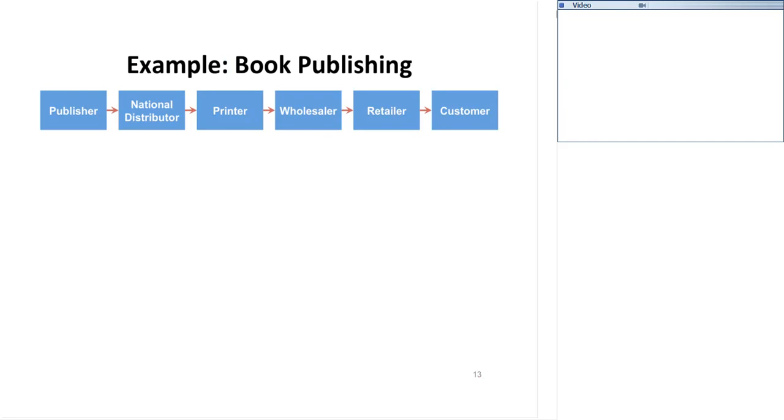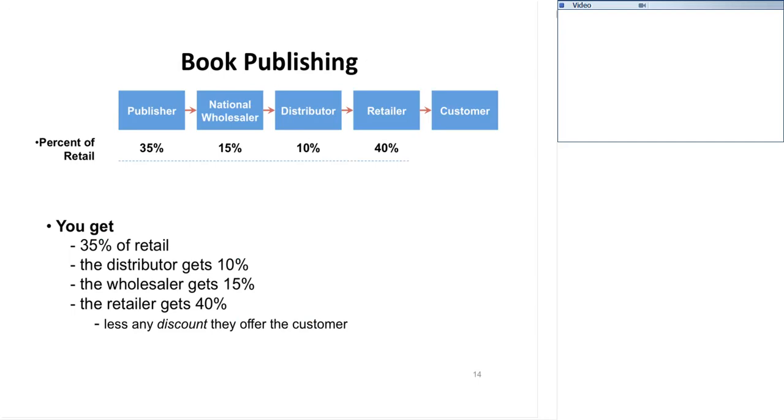Now, let's dive another level down on this. What percent of retail does each of these get? So typically, right, the retailer gets to keep 40%, distributor 10%, wholesaler 15%, publisher 35%. So of that 20 bucks the customer pays for a book, you can see here on the slide who gets to keep what.